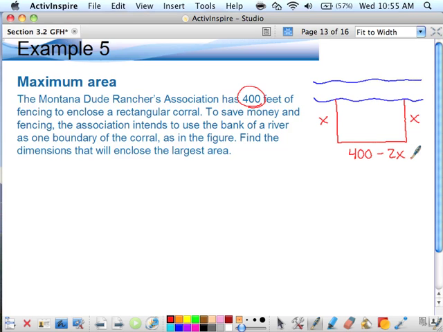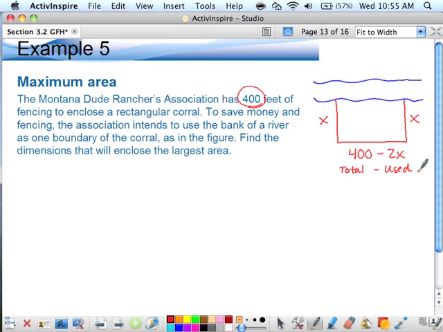That's the hard part, getting that picture drawn. That's where people get into trouble. You pick something, you let it be your x, usually the one you have 2 of. That's usually what I do. And then the remaining sides have to be the total minus what you've already used. So this is the total minus what we've already used. Is everybody good with that?